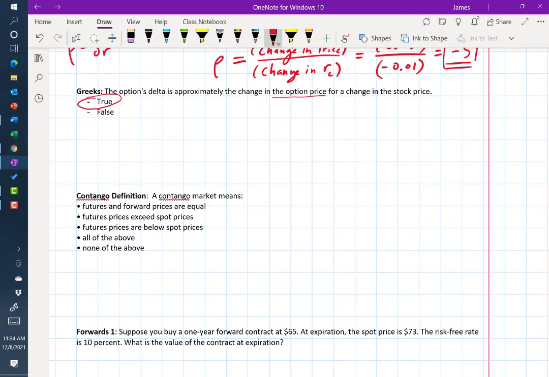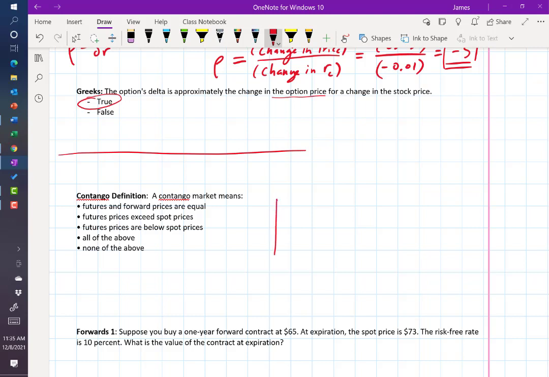All right, I think the rest of the problems down here have to deal with forwards and futures. So let's start into these. The first one here goes to a definition that I had in the final lecture that I posted. So contango. A contango market means what? Futures and forward prices are equal. Futures prices exceed spot prices. Futures prices are below spot prices. All of the above, and none of the above.